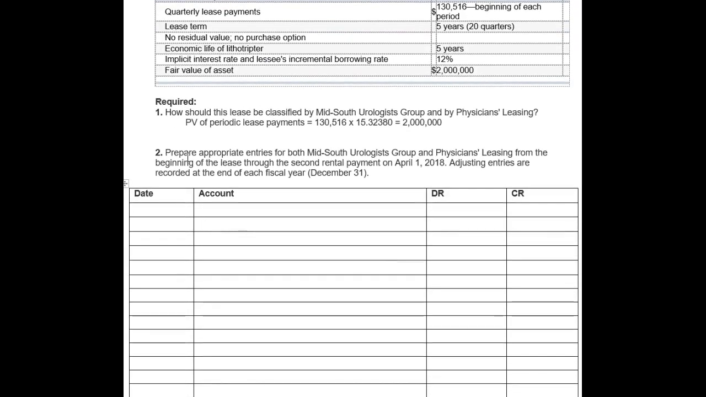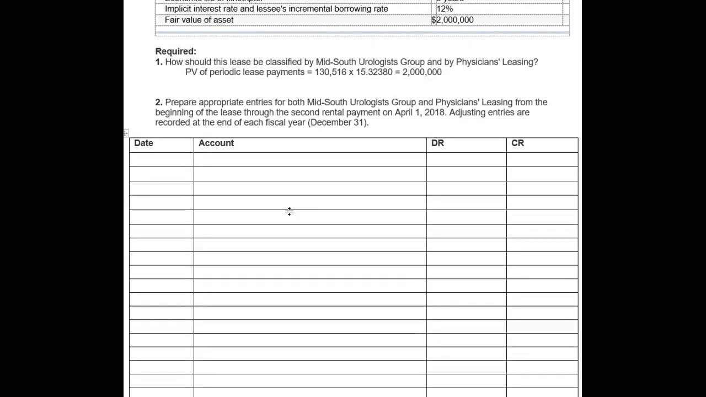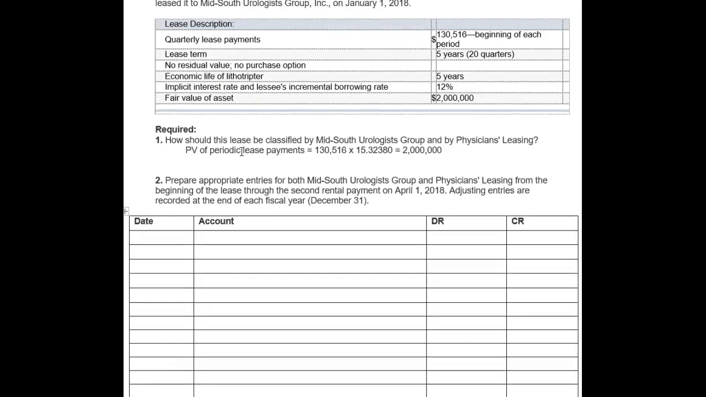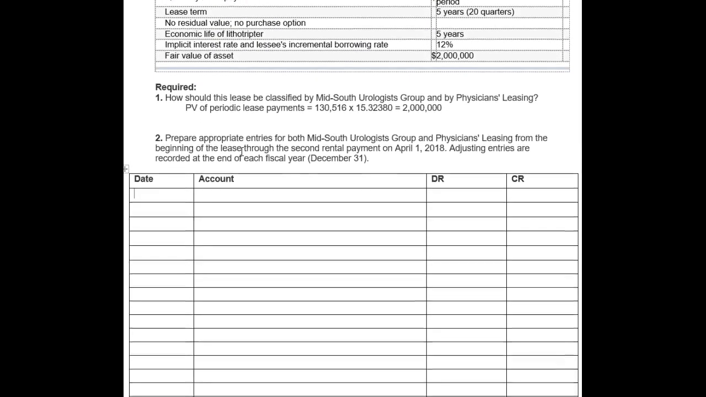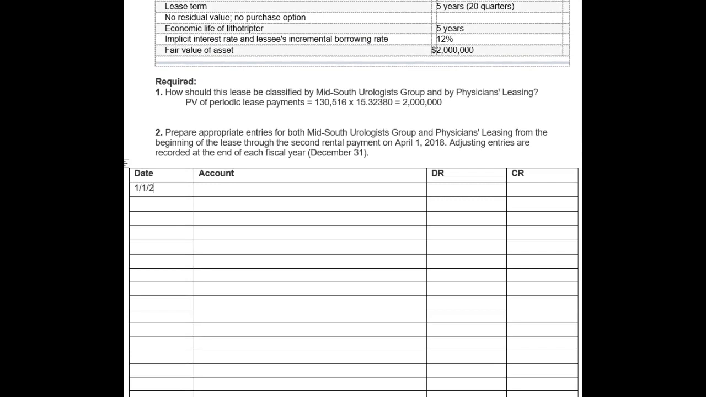So let's do the journal entries. Prepare the appropriate entries for both Mid-South and physicians. Let's start with Mid-South. We're going to do the lessee first, the Mid-South urologist. What entries would they make? Well, first off, when did this begin? It began on January 1st. So on January 1st of 2018, that would be our first entry.